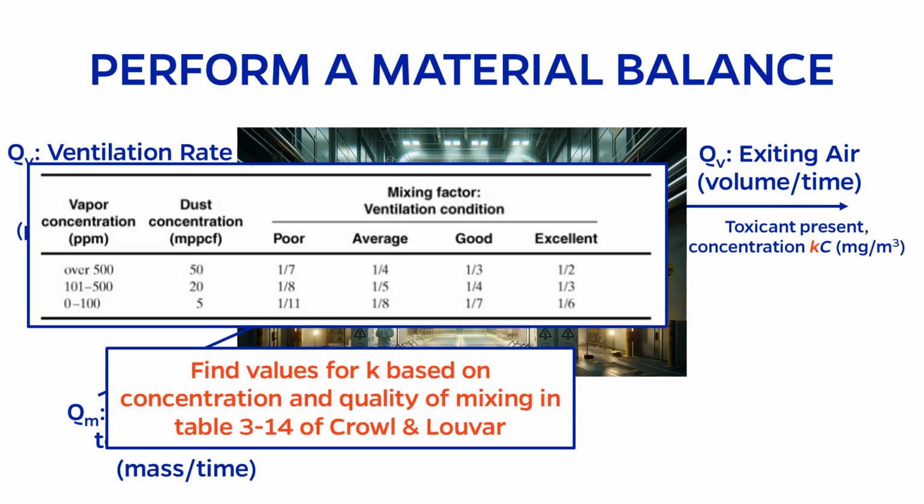You can estimate the value of K by consulting table 3-14 in the textbook. You'll need to have a rough estimate of the concentration of toxicant in the room and also a qualitative description of the mixing, i.e. poor, average, good, or excellent.